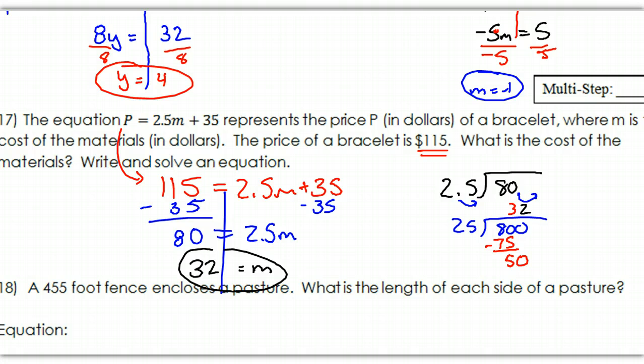So that means, if we go back to our question here, it says, what's the cost of the materials? The materials cost $32.